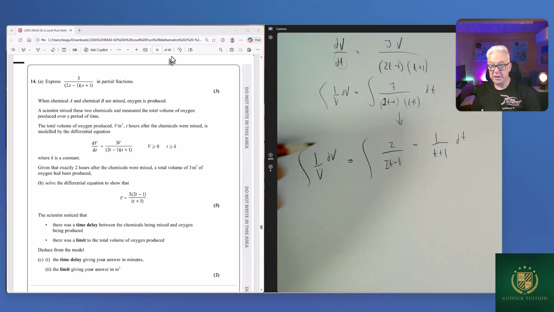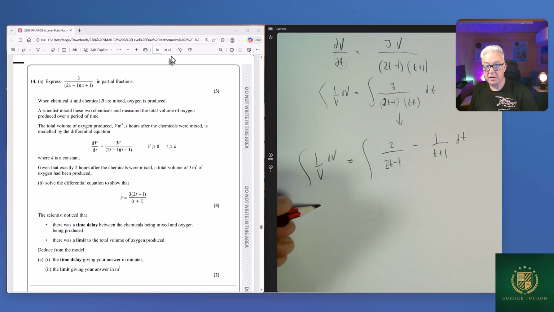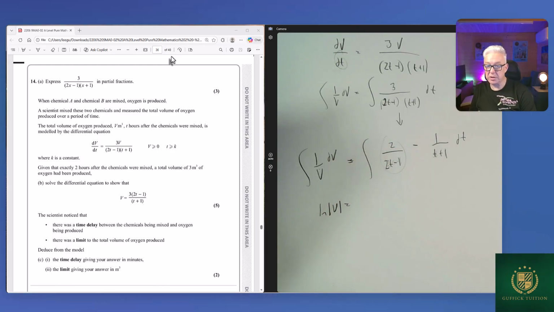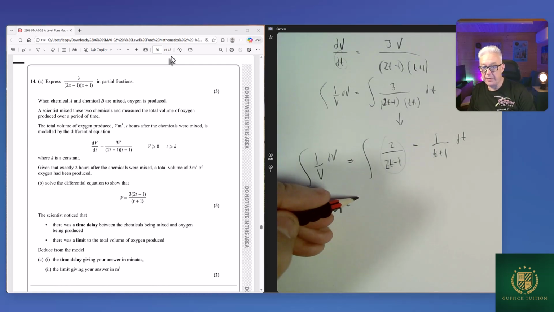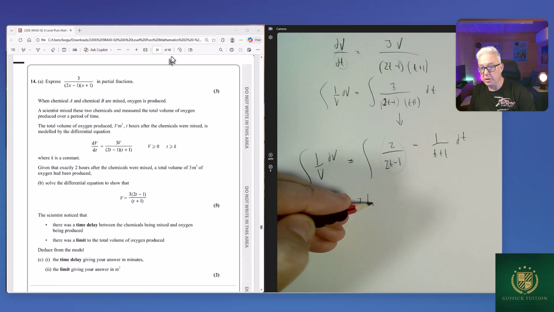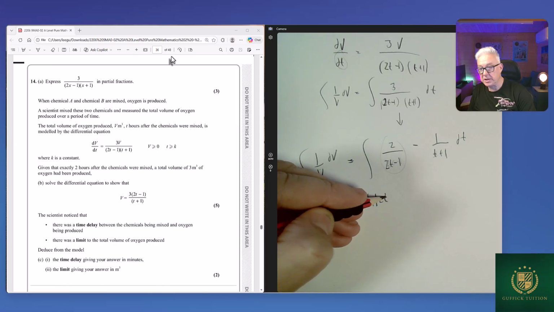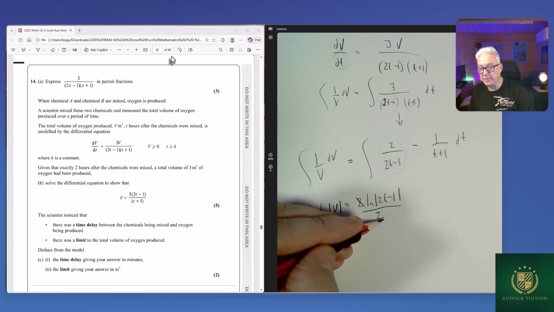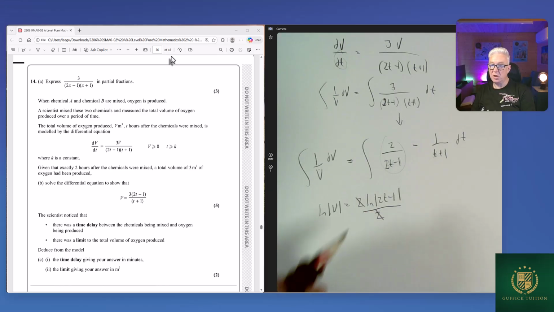So let's have a look at this. So the integral of 1 over V is going to be ln mod V. And then when we integrate this one, we're going to need to think about the chain rule backwards. So my outer function is 1 over something. My inner function is 2t minus 1. So when I integrate my outer function, it's going to go to ln mod 2t minus 1. And don't forget, I've got to remember to divide by the derivative of the inner function, which is 2.